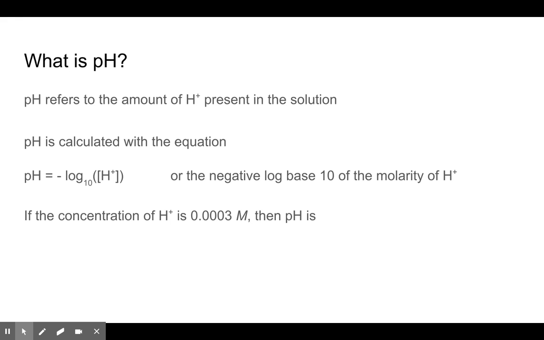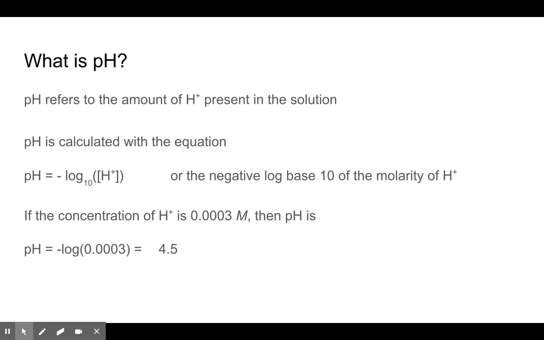Now, if the concentration of H plus is equal to 0.0003 molar, then the pH is equal to the negative log of 0.0003 molar, and that comes out to be about 4.5. You can just use the log button on most scientific or standard calculators to calculate this.